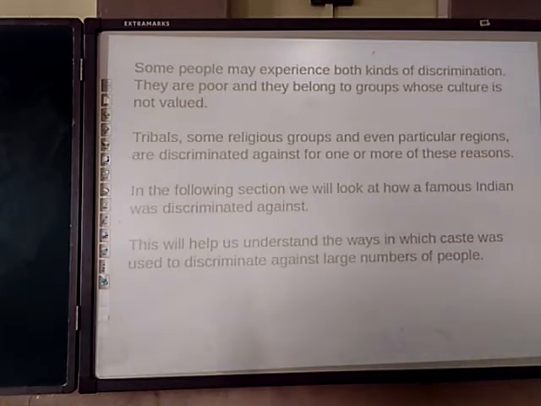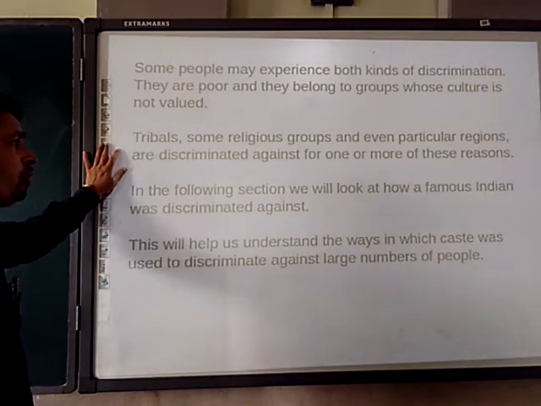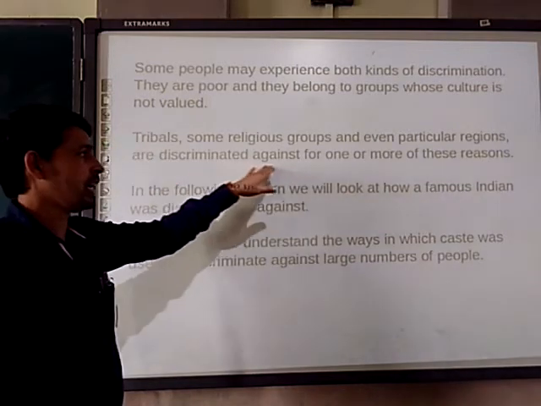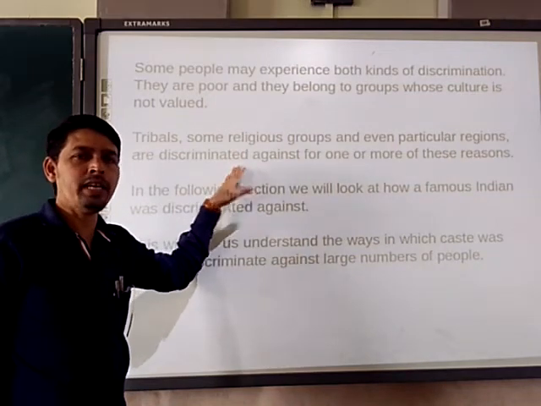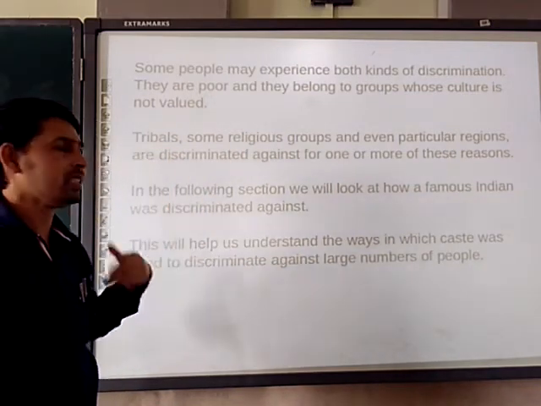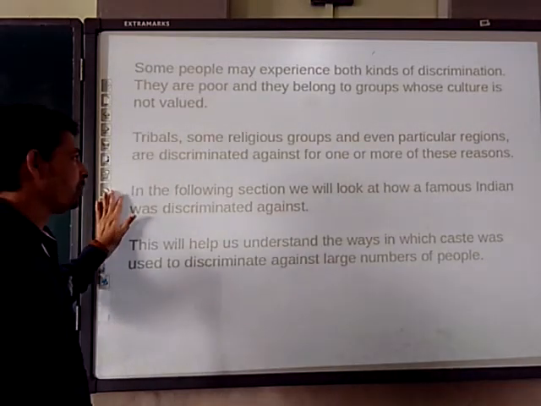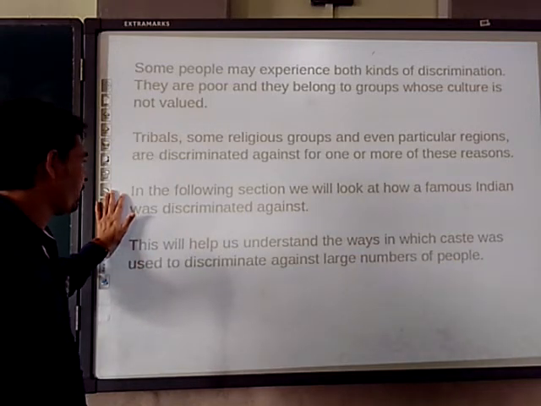Next, some people may experience both kinds of discrimination. They are poor and they belong to groups whose culture is not valued. Tribal and some religious groups, and even particular regions, are discriminated against for one or more of these reasons. So by reading it simply, you can understand how people discriminate against those who do not belong to their same region, same religion or caste, or language, or who do not adopt the same culture.